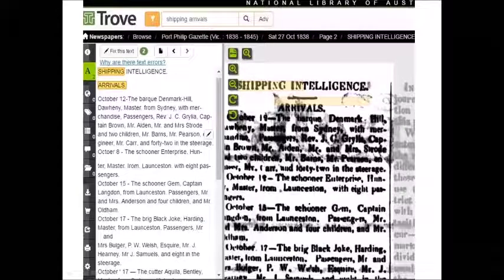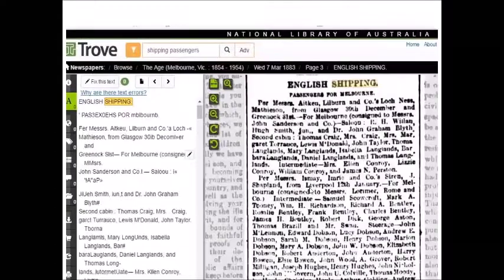So and because it's a schooner and it's small and it's coming into Melbourne from Launceston, it does give you information. This is English shipping. This is passengers for Melbourne. This is the agent who's sent them out. It's from Glasgow. It's coming to Melbourne.